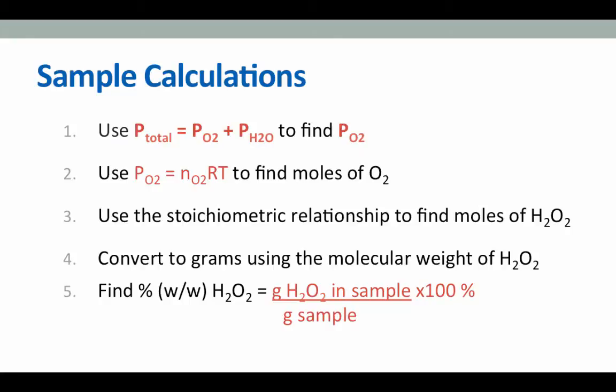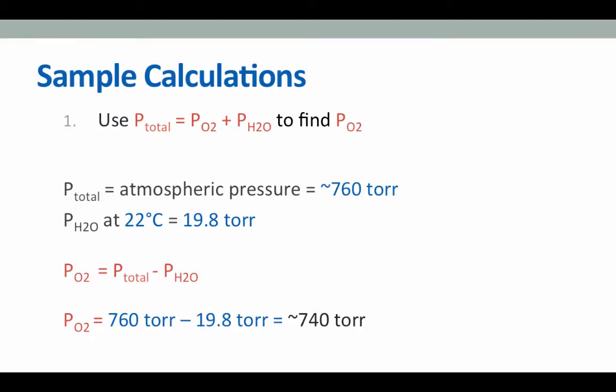Once you have the volume of your oxygen gas, you can begin to calculate the amount of oxygen produced and from that the percent hydrogen peroxide in your sample. There are 5 steps to this calculation, and I'll go through each of them one by one. First, we'll calculate the pressure of the oxygen gas from atmospheric pressure.